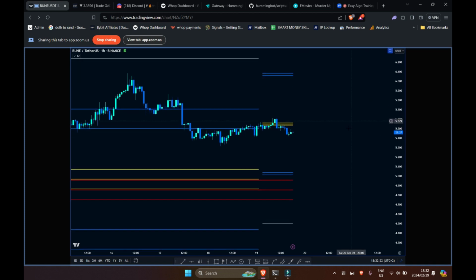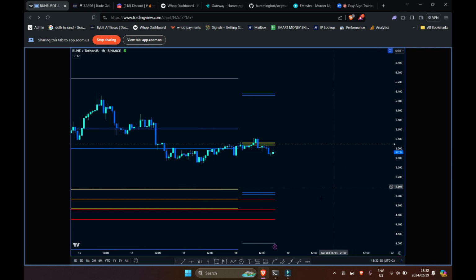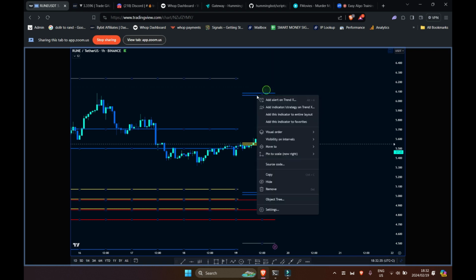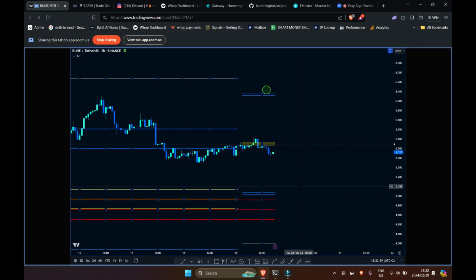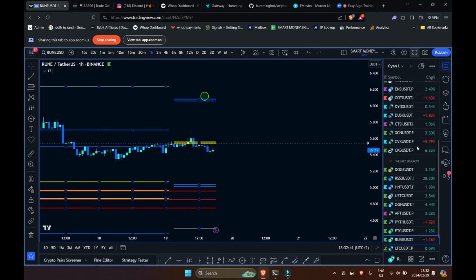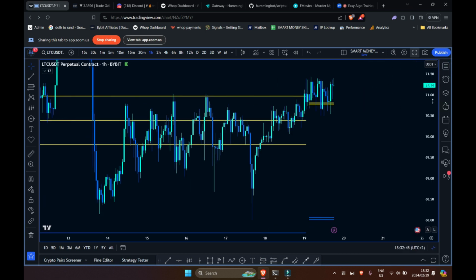So now I'm just waiting for price to get above the grid. I'll set an alert in the middle of the grid, so if it goes off, you can pay attention to that. Otherwise, the next entry is going to be above the resistance if it breaks this level. So I'll set an alert on that grid as well. And that's Ruin. Let's see, the next one is LTC. LTC looked great as well.